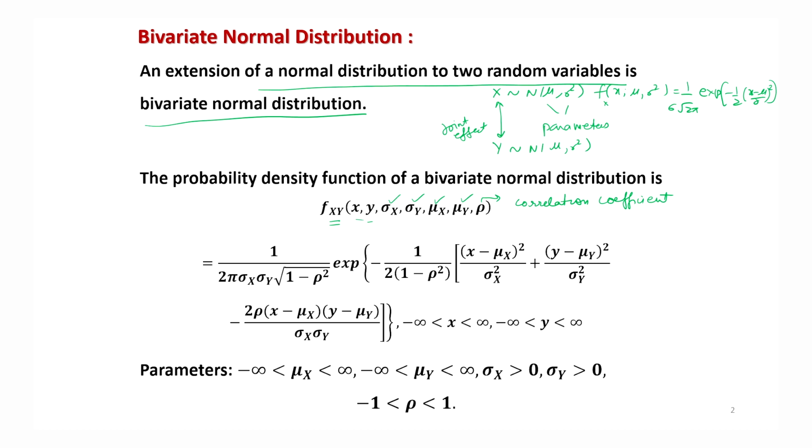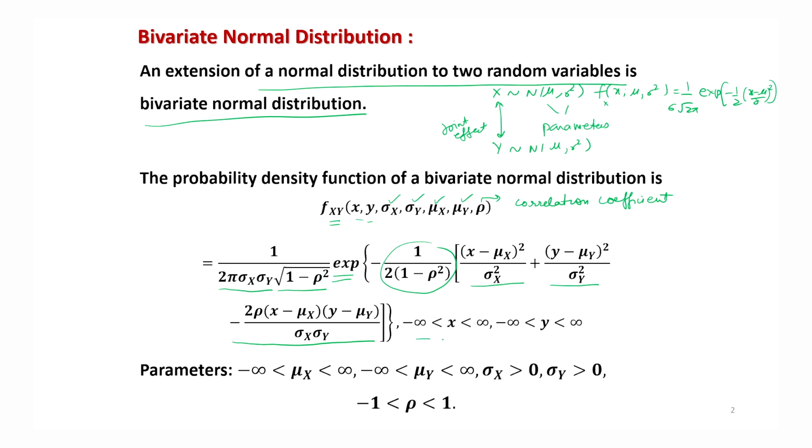So this PDF is given by 1 upon 2 pi sigma x sigma y square root of 1 minus rho square, exponential of minus 1 upon 2 (1 minus rho square), times (x minus mu x) whole square upon sigma x square, plus (y minus mu y) whole square upon sigma y square, minus twice of rho (x minus mu x)(y minus mu y) divided by sigma x sigma y.